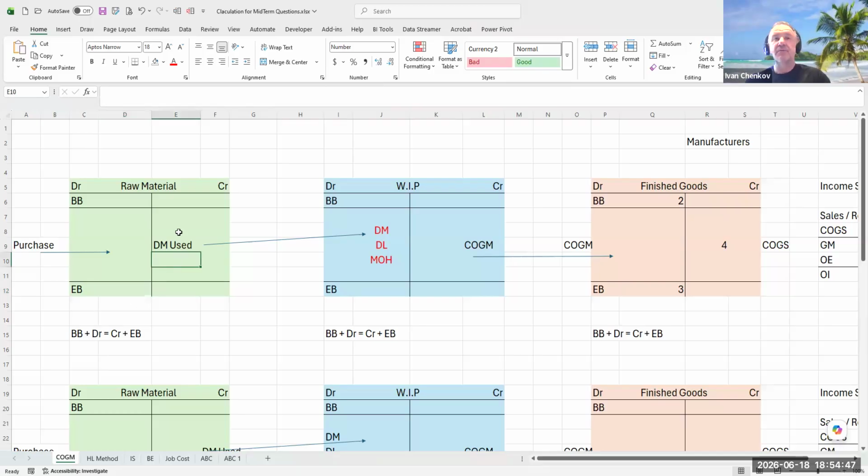So in that case, how are we going to calculate the direct material used? Direct material used is going to be beginning balance plus whatever we purchase minus whatever we have left. It's going to give us how much we used. Again, why do we need how much we used? Because the direct material is part of the cost of the product. A product has three costs: direct material, direct labor, manufacturing overhead. Once we get all these costs, that's going to give us the cost of goods manufactured. So the first thing that we have to find is the direct material that we used.